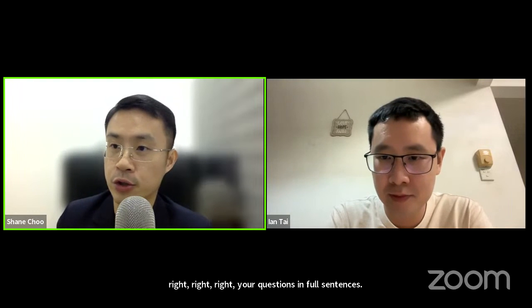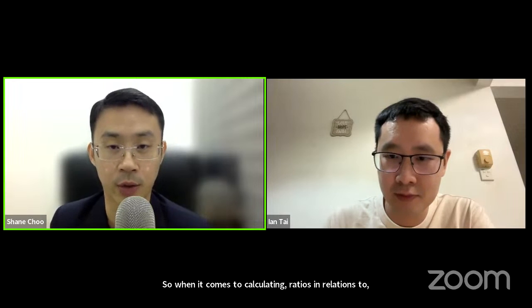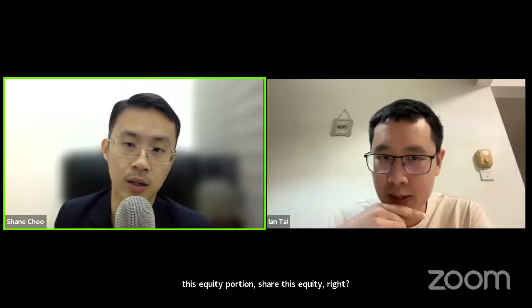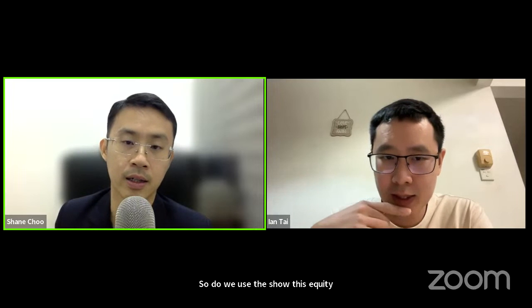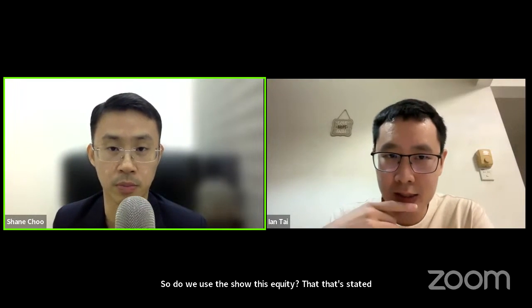So when it comes to calculating ratios in relation to the equity portion, the shareholders' equity, right? So do we use the shareholders' equity that's stated there, or do we need to exclude the minority interest? That's a question by Vincent.